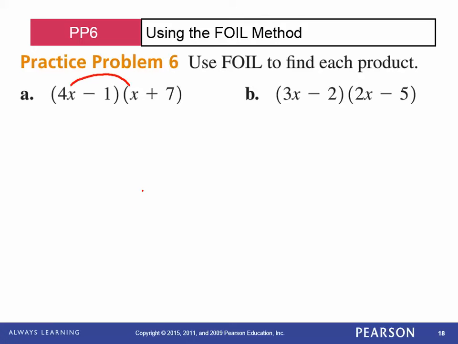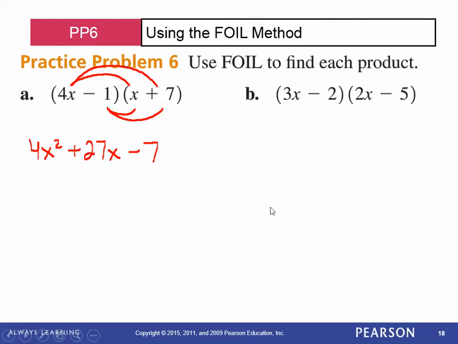Cool. All right. So again, that would be a 4x squared first term. The inside and outside term we try to do together here. So that's a 28x. Is that right? 28x minus 1x makes a positive 27x. So why do extra steps if you don't need to? And then at the end, the L of FOIL is the last terms multiplied together gives you a minus 7.